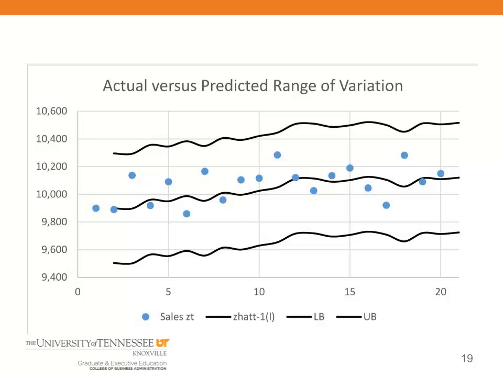This chart shows a plot of the 20 observations of sales. The line in the center shows the forecast that was made in the previous week. The lines at the top and the bottom show the forecast plus or minus 3 standard errors, which is the predicted range of variation around the forecast made in the previous week.